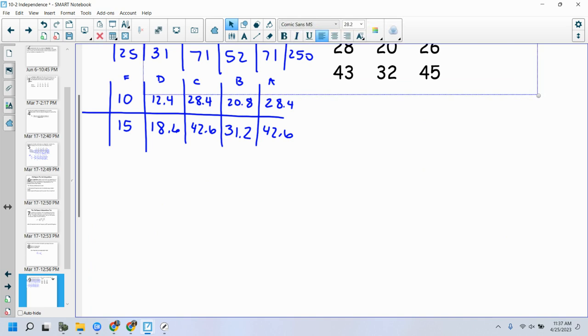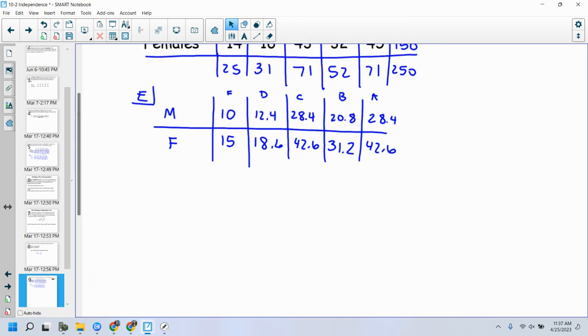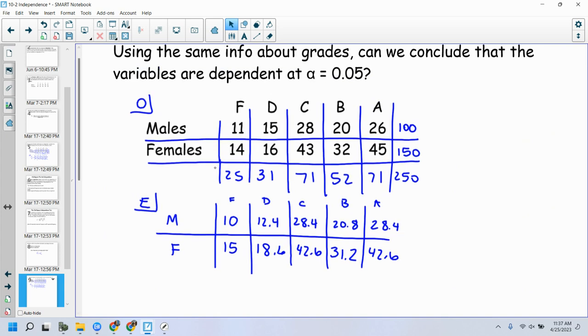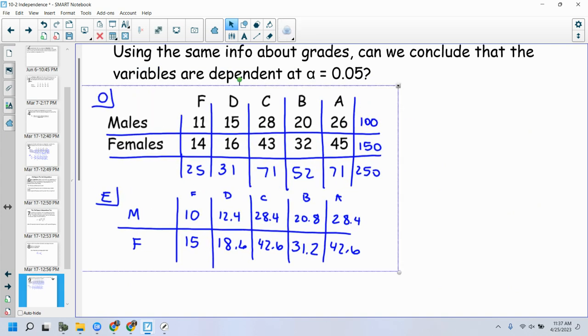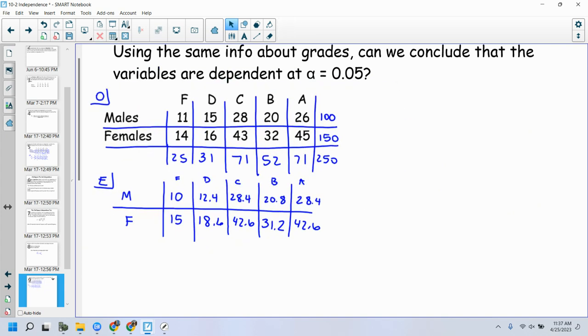Okay, I'm going to delete this table. I'm going to make this just a little bit smaller. Here are our O's and our E's, right? Let's perform the hypothesis test.